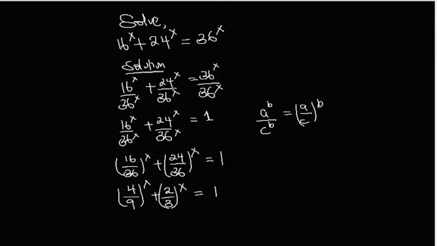Well, now we have 4 over 9 to the power of x plus 2 over 3 to the power of x, and that is equal to 1.